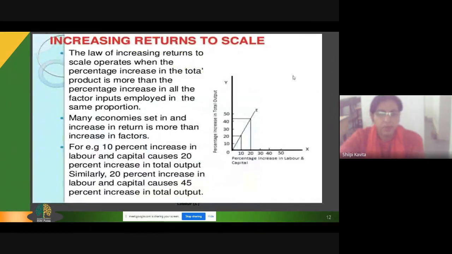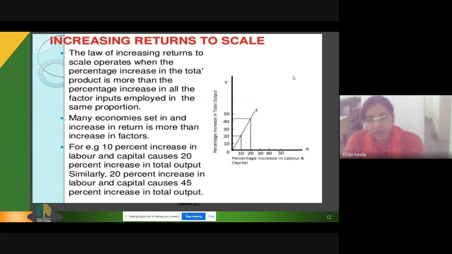First of all, we take the example of increasing returns to scale. Increasing returns to scale means we are getting a total product more than the percentage increase in the factor input. Suppose I increase my input by 20%, and that 20% input increase is giving me a 45% increase in output. This is the increasing returns to scale. The reason behind increasing returns to scale is the economies of scale. Economies of scale is the advantage of large scale production, which will be discussed in the later slides.